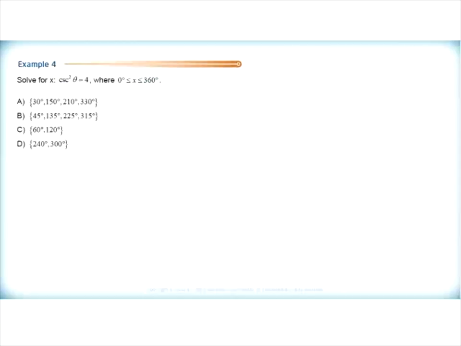And I think I have one more example left, and here it is here. Cosecant squared theta equals 4. Solve it between 0 and 360. Okay. Cosecant squared theta is equal to 4. Cosecant squared, if I solve that for cosecant theta, I get plus or minus the square root of 4. Don't forget the plus or minus is critical in this question. So I get cosecant theta equals plus or minus 2.